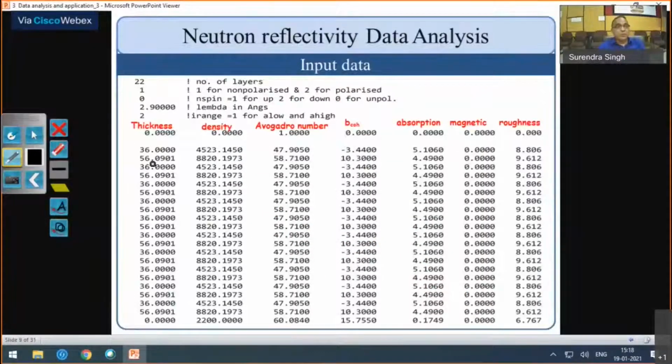So initially we have given 50 angstrom, 50 angstrom. Now during the iteration, we have got 56 angstrom for nickel and 36 for titanium, and the densities are 8.8 and 4.5. And you see roughness becomes 8 angstrom for titanium, and for nickel it is 9.6 angstrom. So this is what the pattern will look like when these parameters have been changed during the iteration.